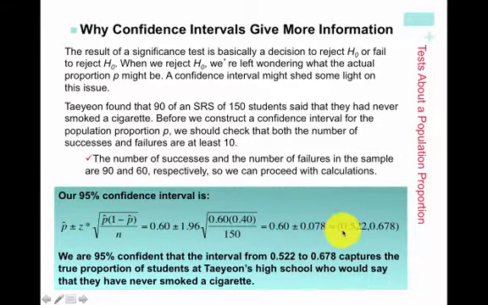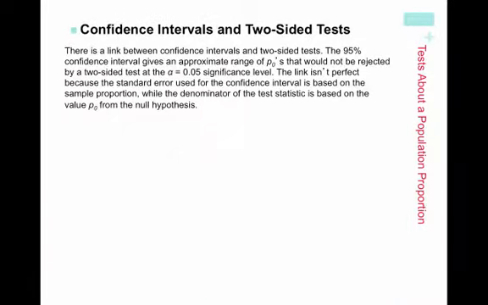And we get our confidence interval from 0.522 to 0.678, meaning we're 95% confident that that interval captures the true proportion of students at his high school who would say they have never smoked a cigarette. So we are seeing that it's higher than what the national average is.